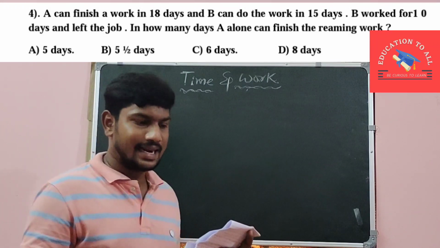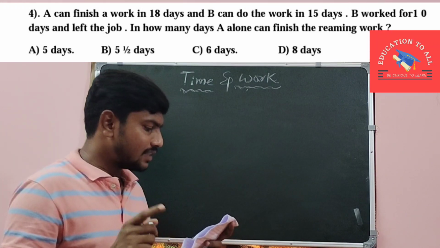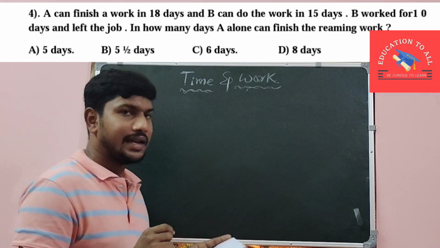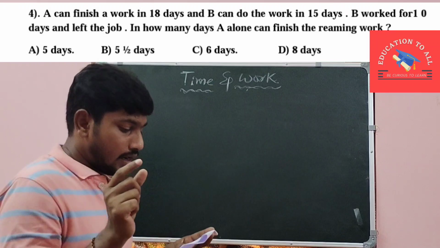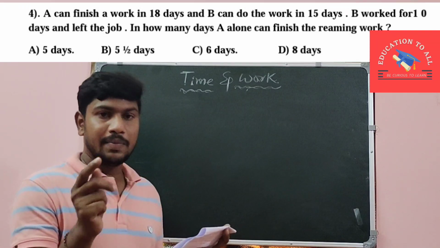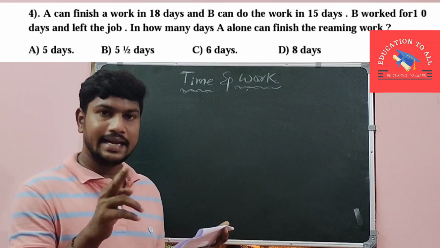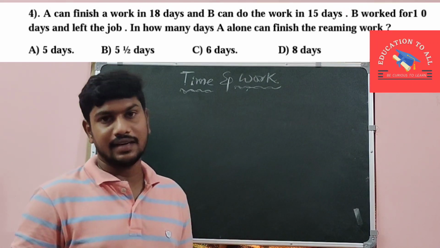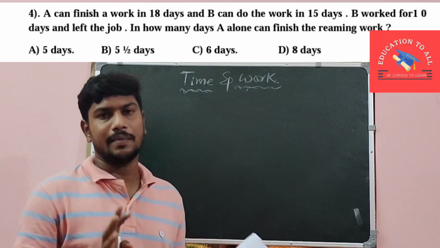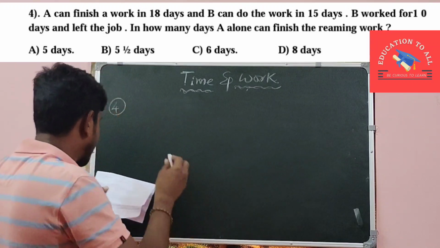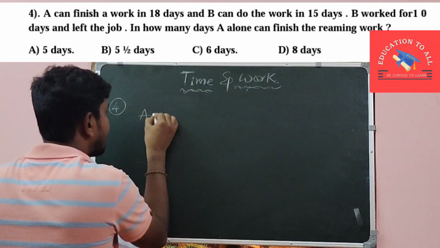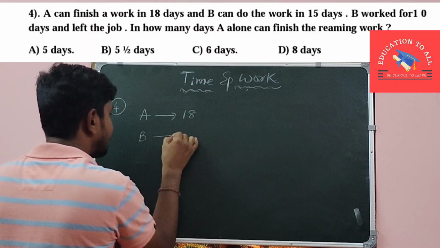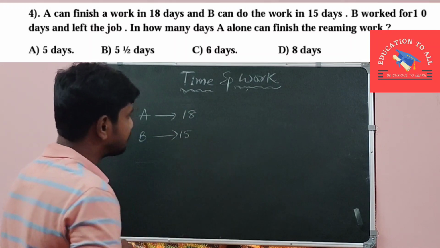B worked for 10 days and A left the job. In how many days can A alone finish the remaining work? Here A and B can finish the work in 18 and 15 days, but B started the work and worked for 10 days. Don't worry, the method will remain the same. Given data: A can finish the work in 18 days, B in 15 days.